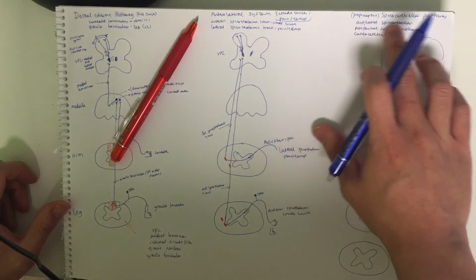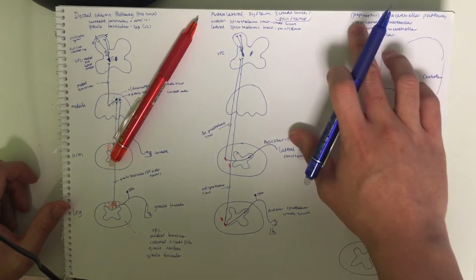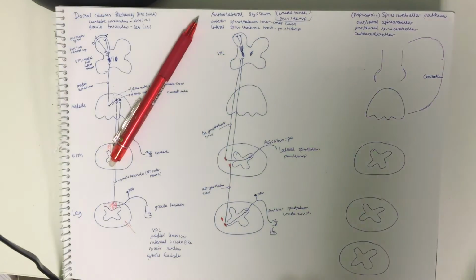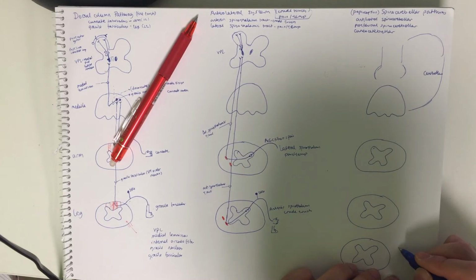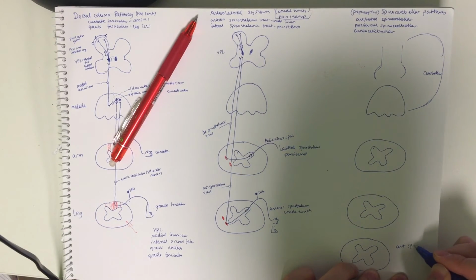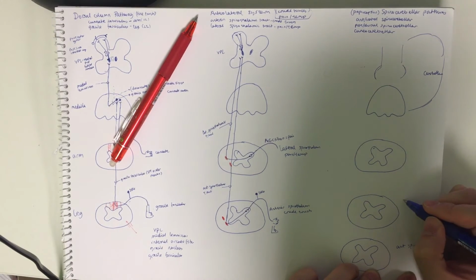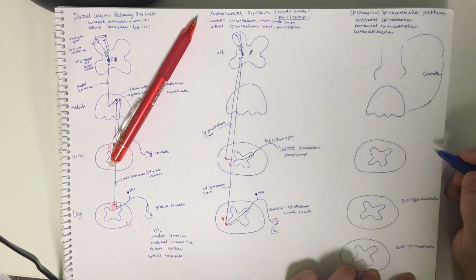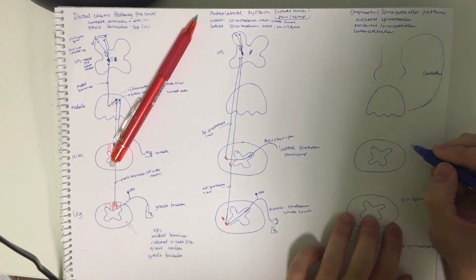Anyway, we are going to talk about these different types of tracts. So you have the ventral spinocerebellar tract, or anterior, whichever you want to call it. I just call it anterior spinocerebellar here. We can have the posterior spinocerebellar here, and then finally the cuneocerebellar.